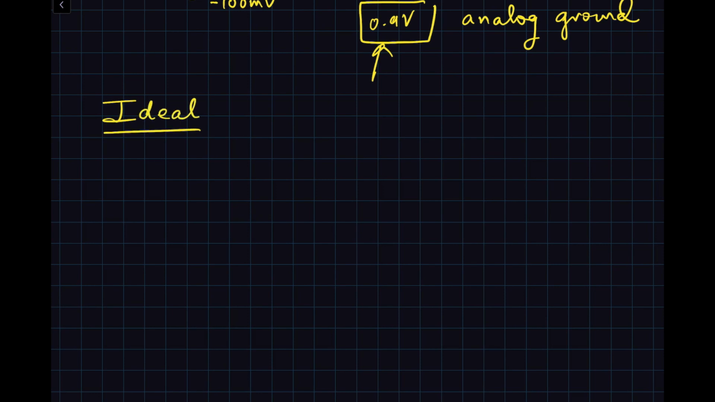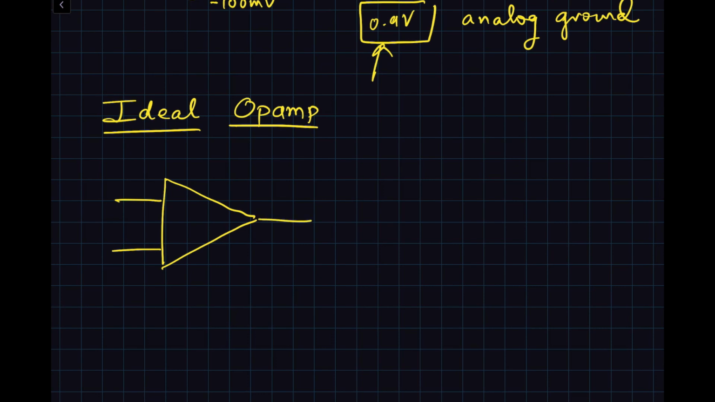What are the characteristics of an ideal op-amp? We don't call it an operational amplifier every time; we shorten it and affectionately call it op-amp. The ideal op-amp is shown with a triangle. It has one input and a second input. This is Vn, the negative input, this is Vp, and this is Vout. The negative input is called the inverting input, and the positive input is the non-inverting input.